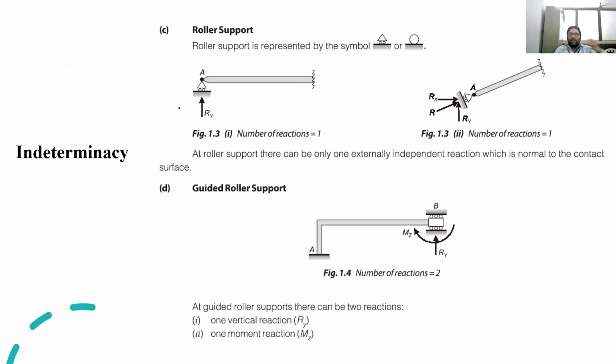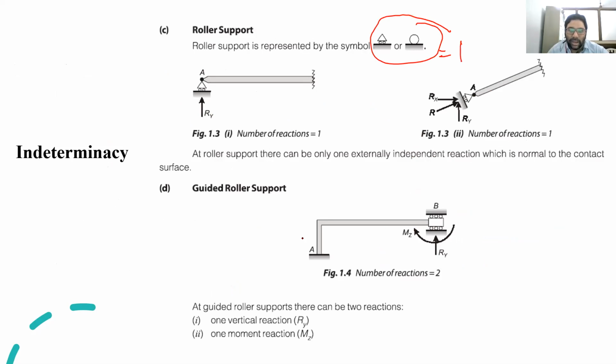And then we have the roller support. In a roller support, because it can move horizontally, there will not be a horizontal reaction, because it is already moving horizontally. And it can rotate also. So it will have only one reaction. Roller can be represented in these two forms, and the reactions are 1.